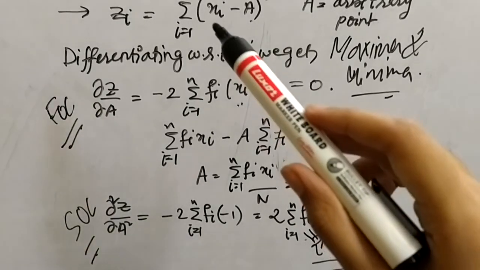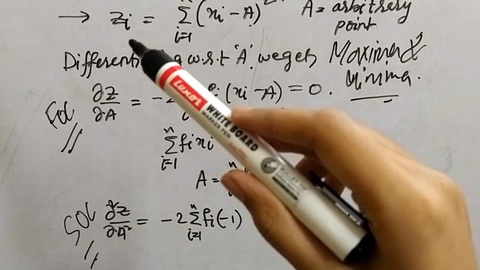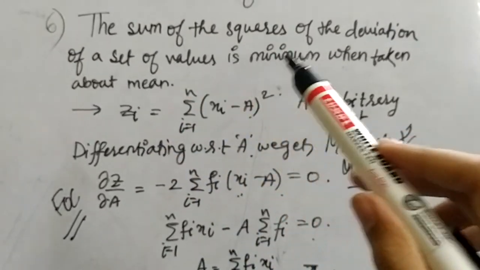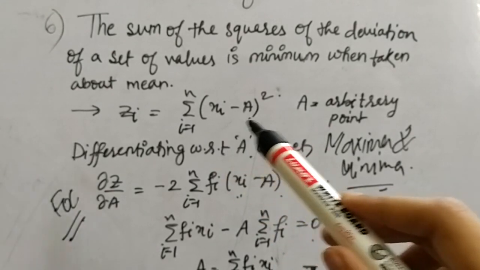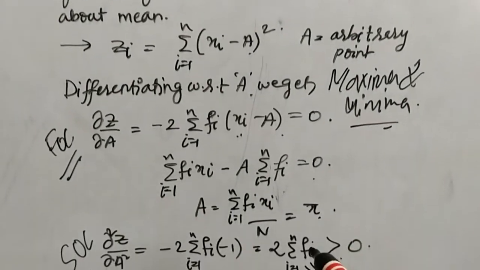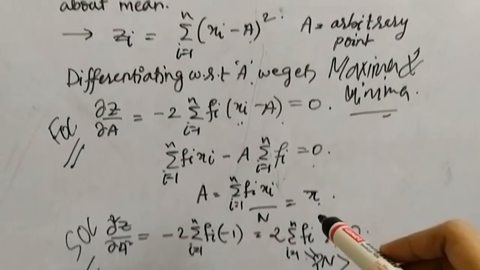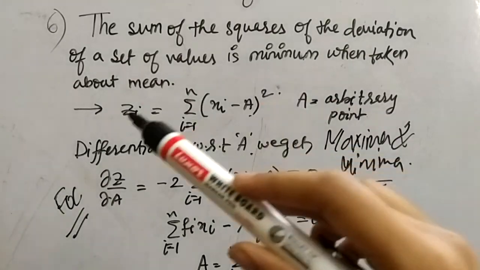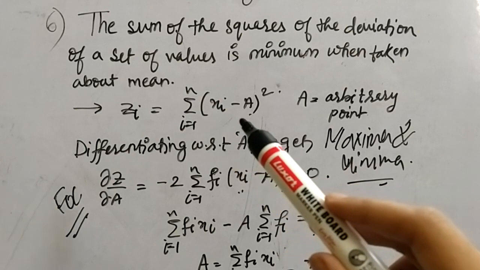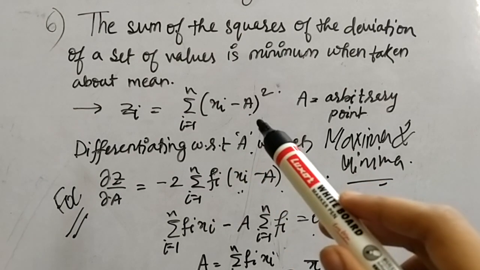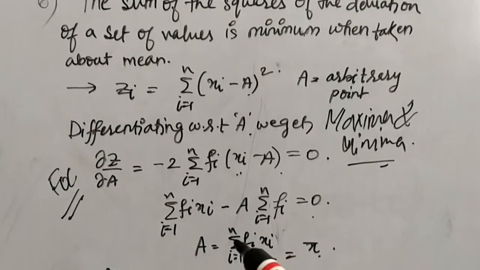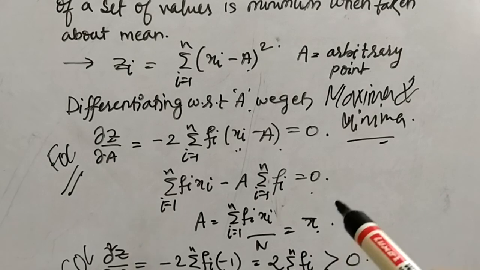Which is minimum? The equation Zi, because we have differentiated Zi. And what is Zi? Zi is the sum of the squares of the deviation. The sum of the squares of the deviation of a set of values is minimum. How minimum? Because it's positive. Minimum when taken about the mean, because we have differentiated the values with respect to an arbitrary point, and we have shown with the help of maxima and minima that this value A is nothing but the mean itself.